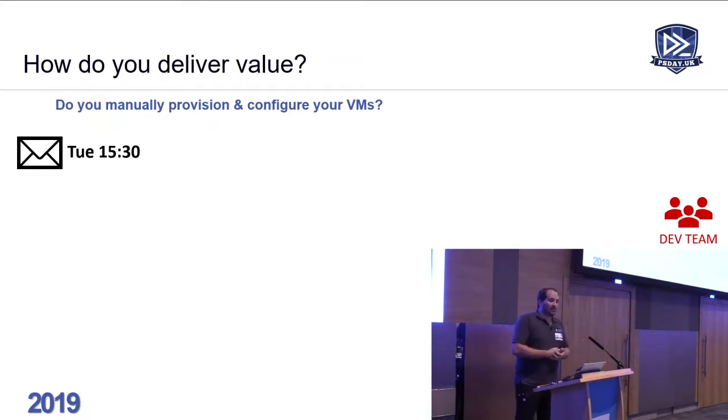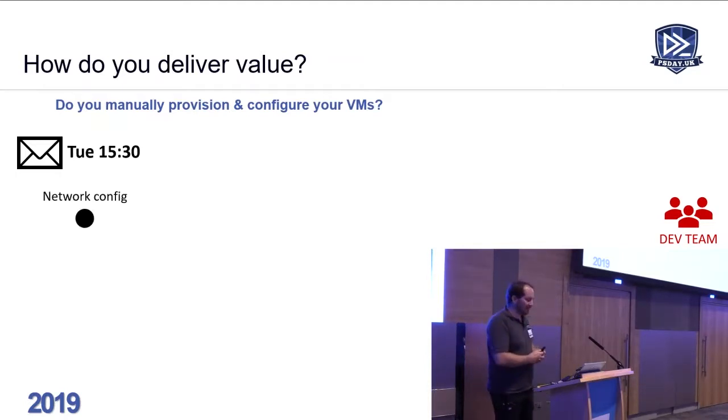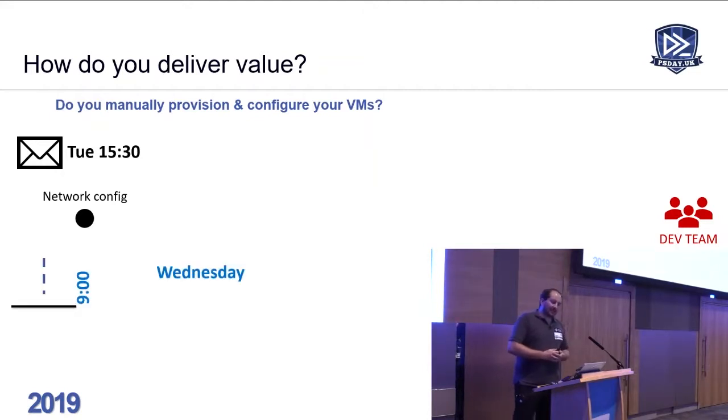Let's say someone asks you, hey, I want a new VM because I want to do some things. You get the request on a Tuesday at 3:30 p.m. Easy, everyone's done that. The first thing you need to do is the network config, but it's Tuesday, 3:50 p.m., and you've got the request in your ticketing system. You're not going to look at it straight away because you're busy. Most likely you'll do it the next day when you get to work, after you check your emails at 9 a.m.